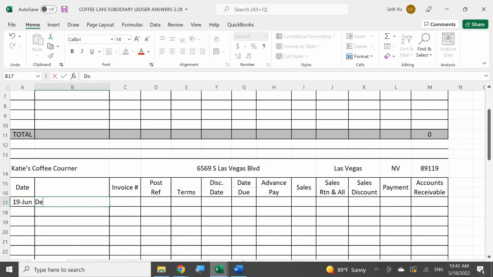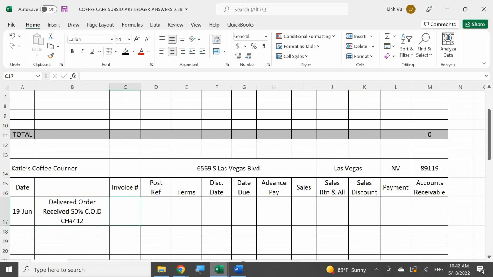So you could say delivered order, received 50% COD, check number 412, right? So what was the invoice number? 101. Post reference, we're still on page 7.